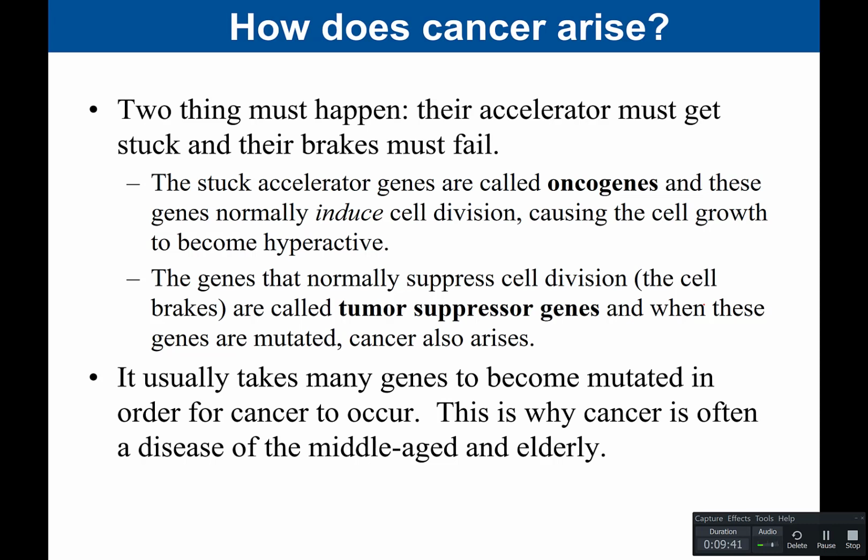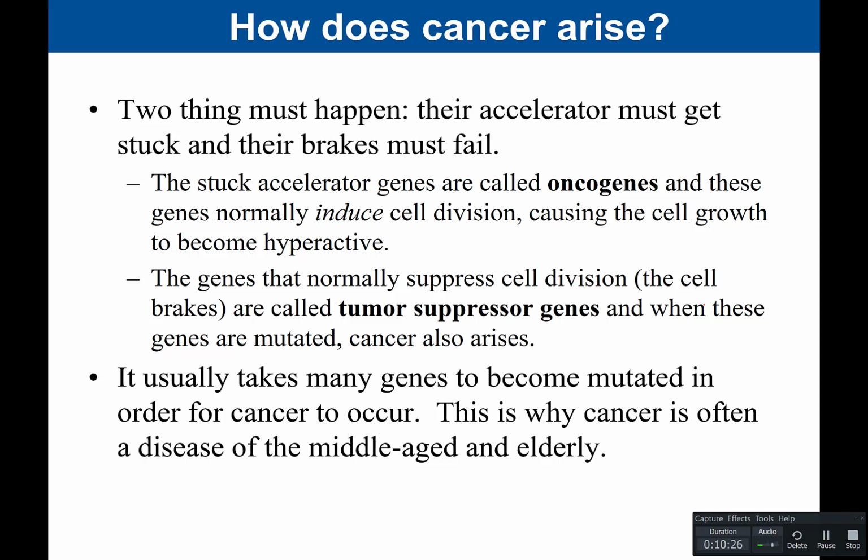So the stuck accelerator genes are what we call oncogenes. Think of a cancer doctor; that would be an oncologist. Oncogenes are basically genes that normally induce cell division. Basically, these are genes that normally tell the cell to divide. When they're not cancer causing, they're called proto-oncogenes, but when they mutate and become cancer causing, we call those oncogenes. And so the accelerator gets stuck and the signal to divide is always there. That causes cell growth to become hyperactive. The cell is going to divide all the time.